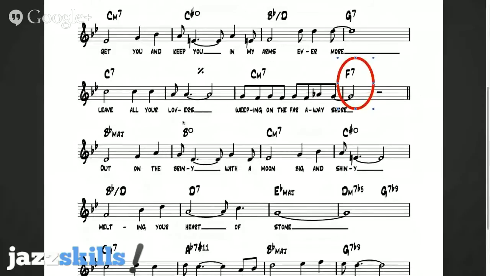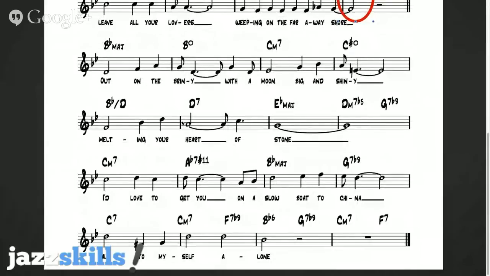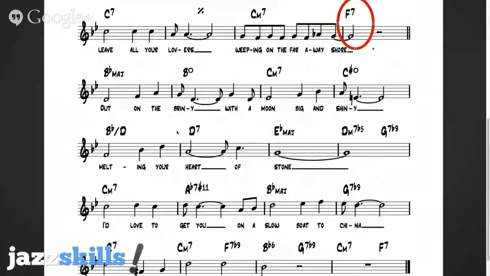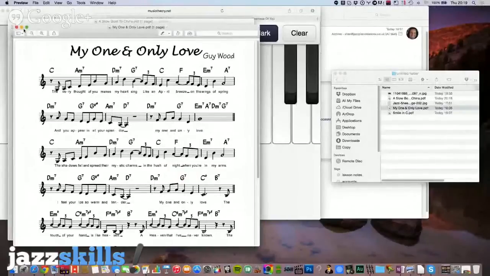Let's see what else we got. Beginning to regret choosing this tune, because there's reasons why I don't want to do it all over the place that would cause trouble. Let's pick something else. My One and Only Love. What a tune.